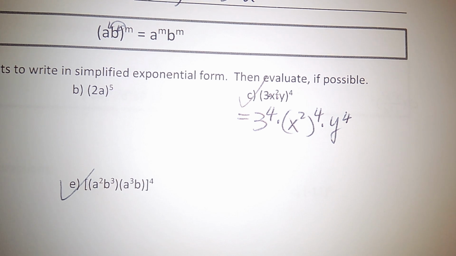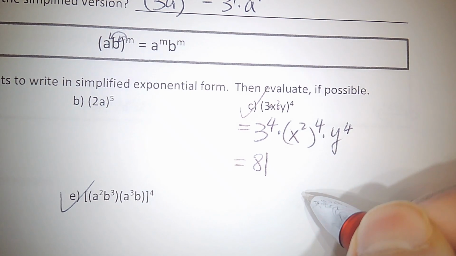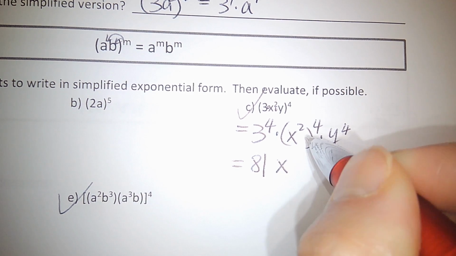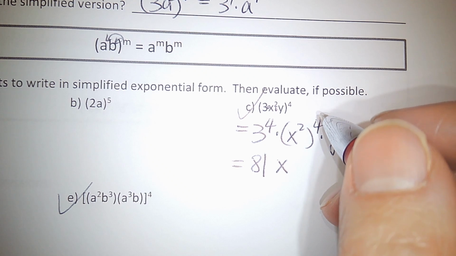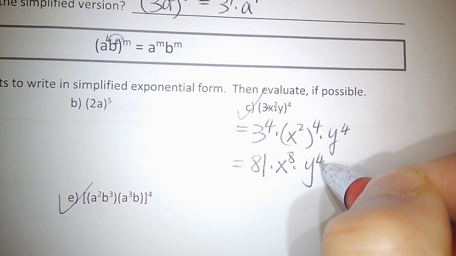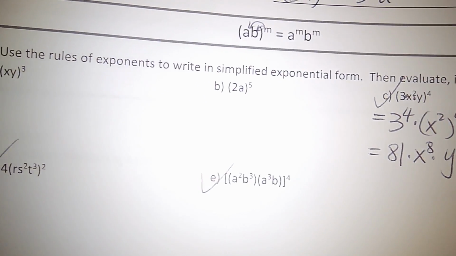Alright, 3 to the 4th power. Use a calculator. Give us a result, please. 3 to the 4th. 81. 81. What is x squared, then 4th power? By what rule? Power rule, right? x to the what? 2 times 4. 8. Yes, 8. And then eventually times what? y to the 4th power. Everybody so far good for this problem? You do? Okay. Now let's try question D.